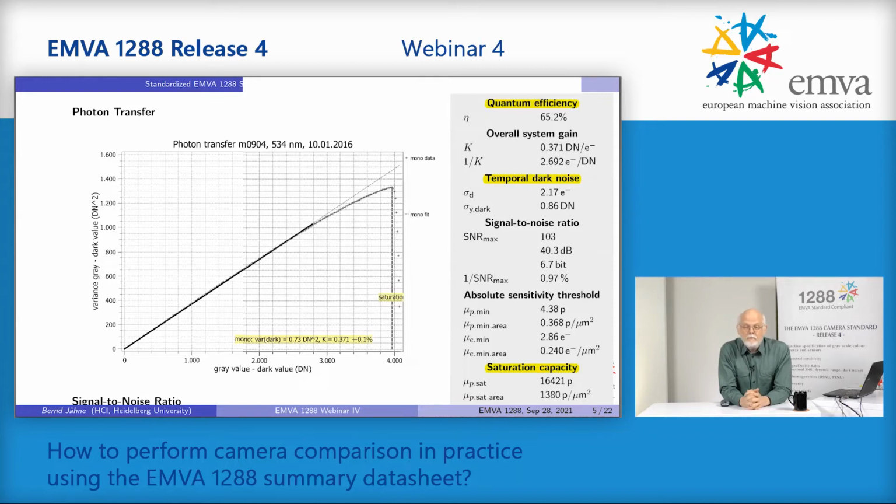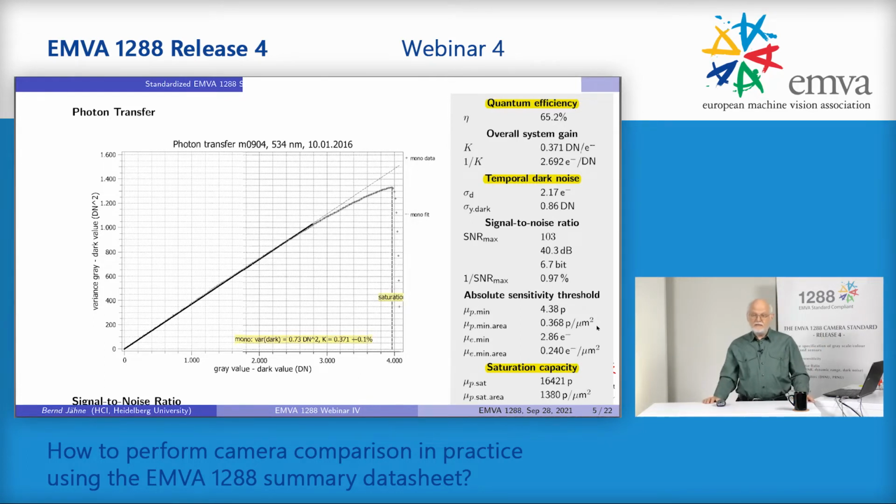And if you want to compare cameras with different pixel sizes, you might be missing the point if you just look at the photons and the electrons, because the irradiation is photons per, and we explain it here as photons per square micrometer. So for comparison of image sensors under the condition of constant irradiance, the absolute threshold in photons per square micrometer or in electrons per square micrometer is more important.